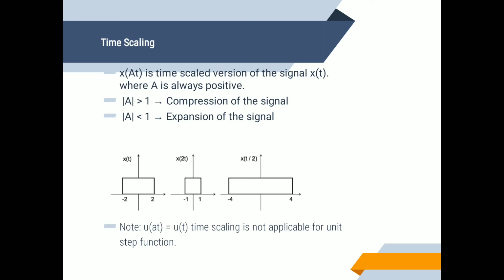The unit step function is defined as: if t greater than or equal to 0, the value of the function is equal to 1, and when t less than 0, the value of the function is equal to 0.